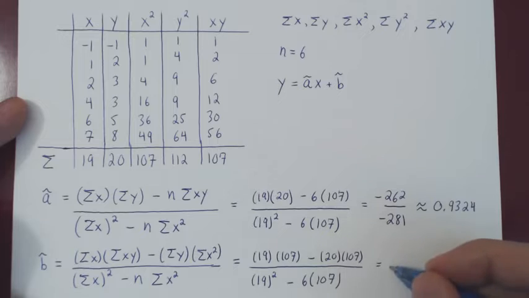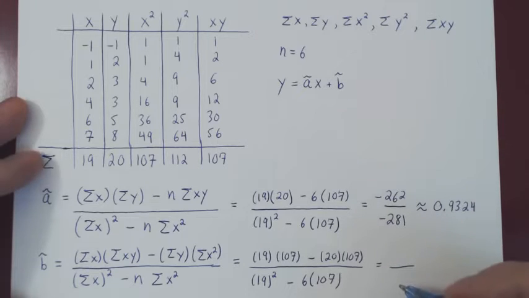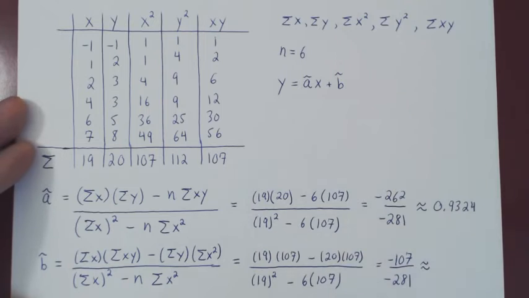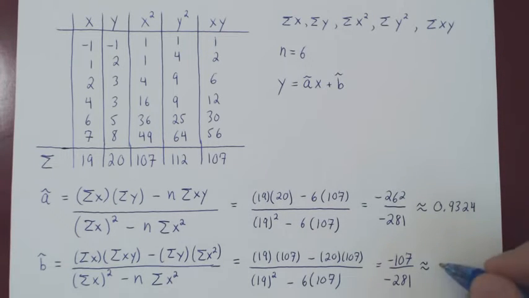If you calculate the numerator and denominator, the numerator will be negative 107, which is pretty easy as 19 minus 20 is negative 1, over, of course, the same as before, negative 281. Using once again your calculator, and we'll round again to the 4th decimal place, a y-intercept value of roughly 0.3808.